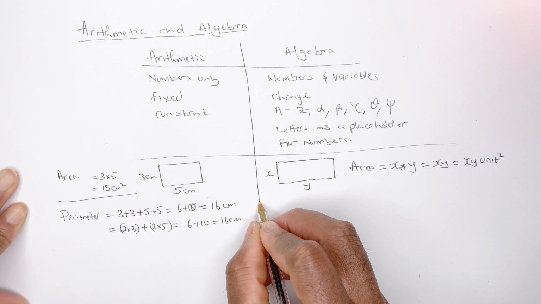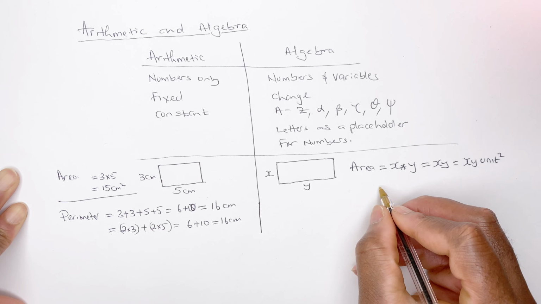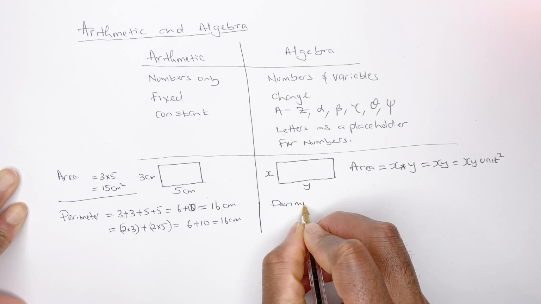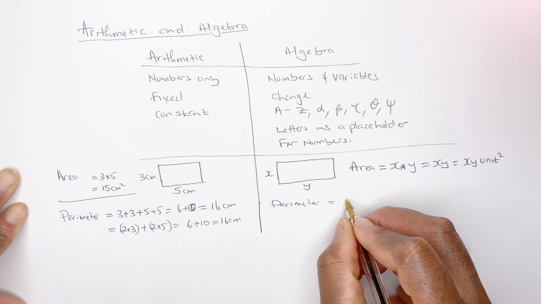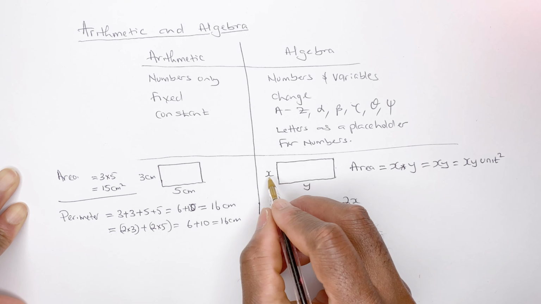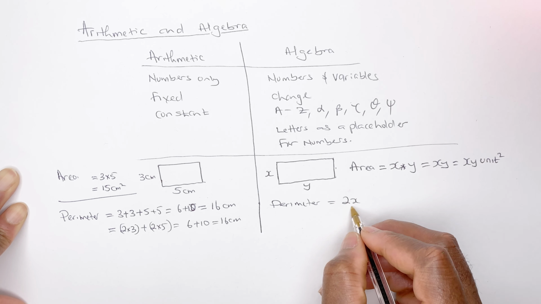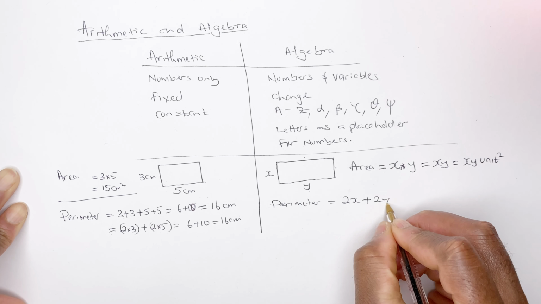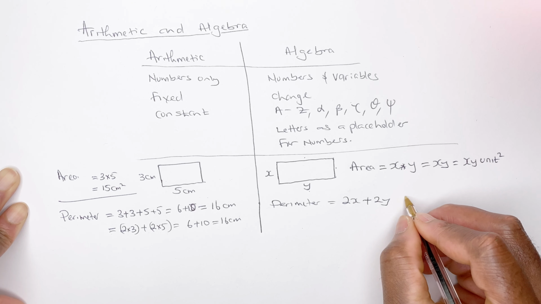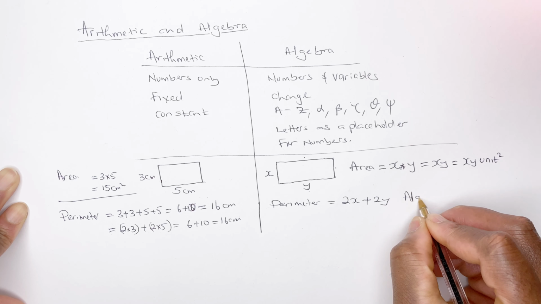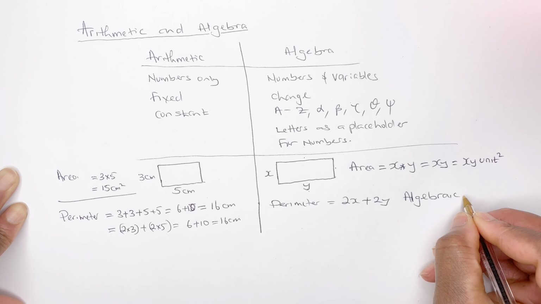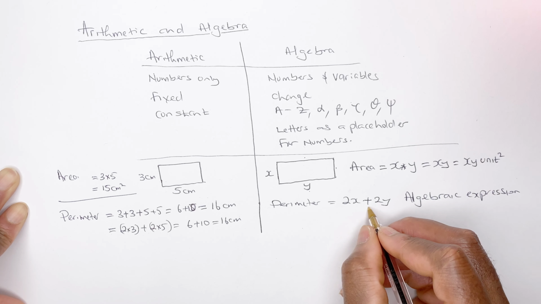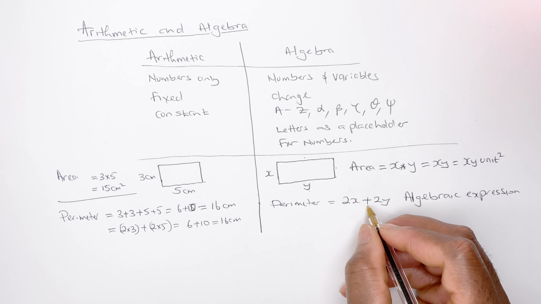Now we could have the same arithmetic expression in algebra, so we just have to say the perimeter here would be 2x, because 2x is 1x, another x, add them together, that's 2x, or 2 times x, plus 2y, 1y, another y, so that'll be 2y. So this is what we call an algebraic expression, where we're using an operator here. The operator here is a plus.